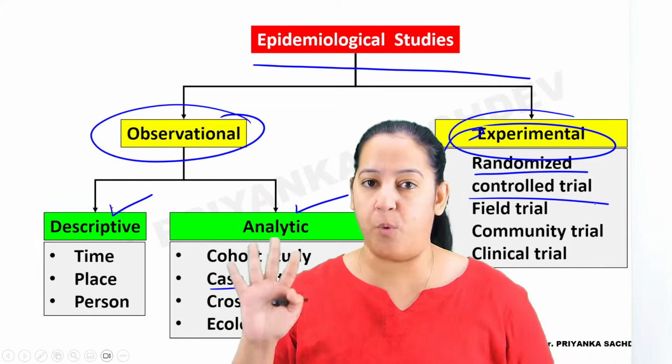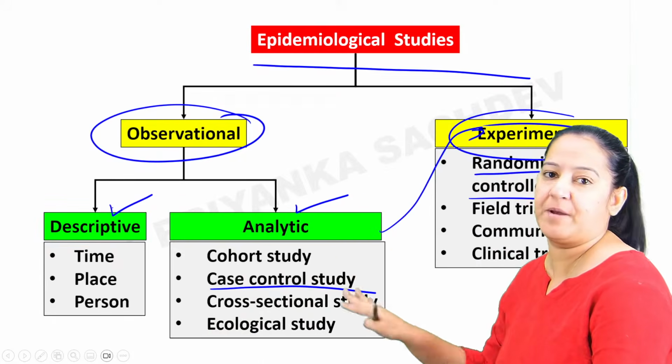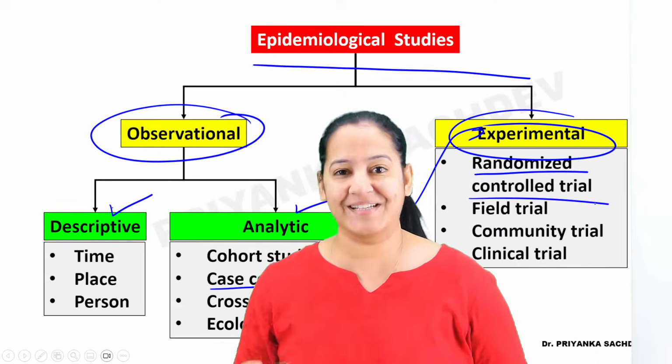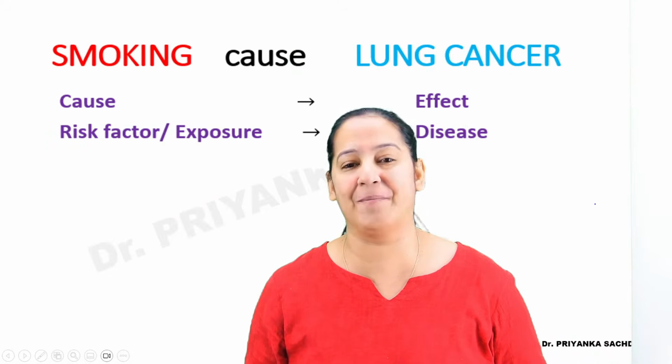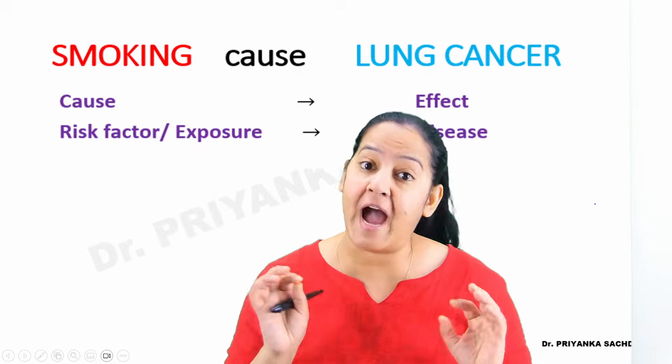Just have a look at what it means. This is the diagram. You can see the various types of epidemiological study. Now you may be thinking, ma'am, why at all do we conduct an epidemiological study? What is the need of conducting an epidemiological study? We conduct an epidemiological study to prove any hypothesis.